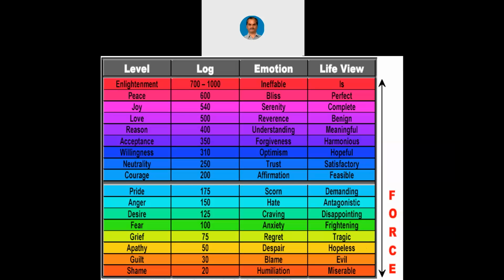Now, what about the upper half? Upper half is the power. In the upper half, you have courage, neutrality, willingness, acceptance, reason, love, joy, peace, enlightenment. And life is becoming as it is planned by the divine. That is where the power is.